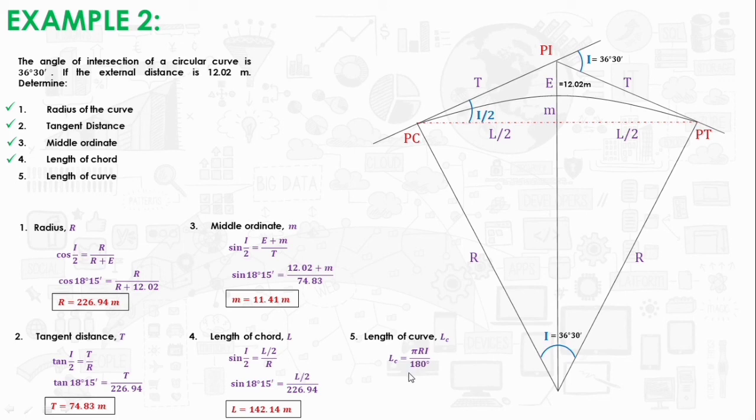So, substitute dyan. So, pi times 226.94, I, 36 degrees and 30 minutes, divided by 180. So, therefore, the length of curve is equals to 144.57 meters. So, known na lahat ng elements. The radius of the curve, tangent distance, middle ordinate, length of chord, and the length of curve. So, purely lahat, trigonometry lang. Your knowledge in trigonometry in solving the elements of the simple curve.